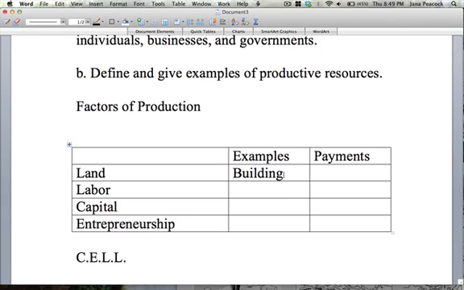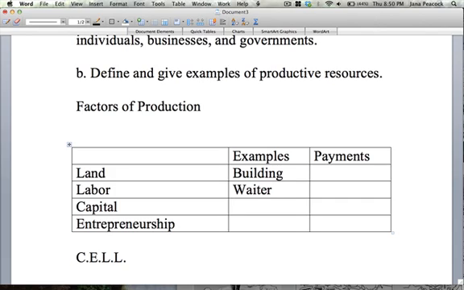So for land, if we're talking about a restaurant, we would have a building would be an example. Also, natural resources can be a part of that. So say you had a farm, your stream might be a part of it, or any oil that you might find on your land would be a natural resource that you could use. So factors of production are land, sometimes the building on the land, so improvements to the land, or natural resources. Labor would be your waiter, your manager, anyone that's not the owner of the business would be considered labor.